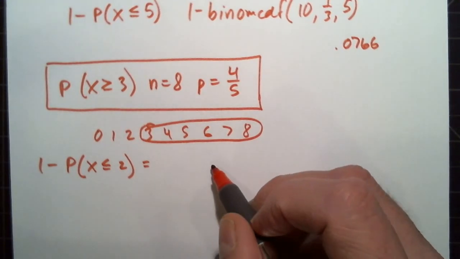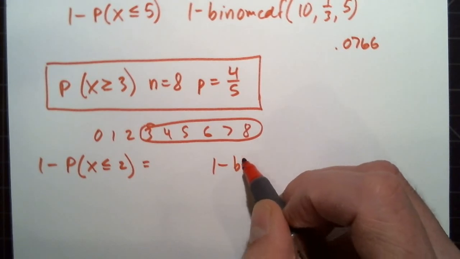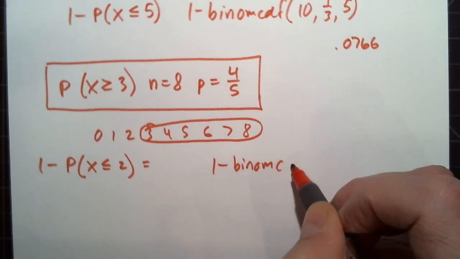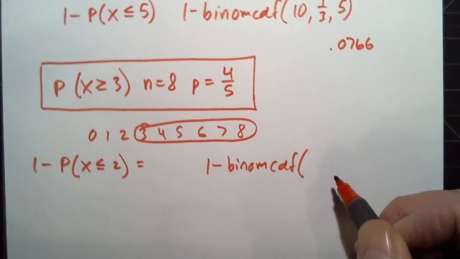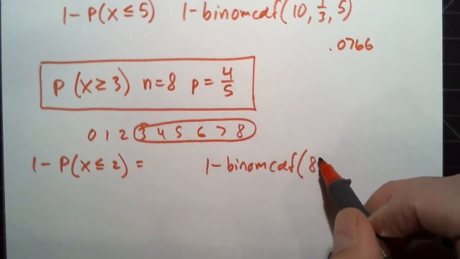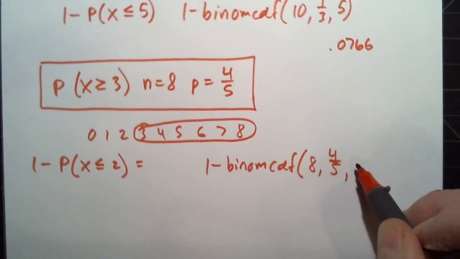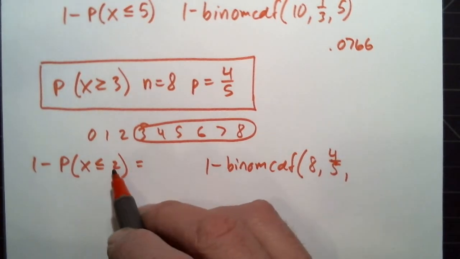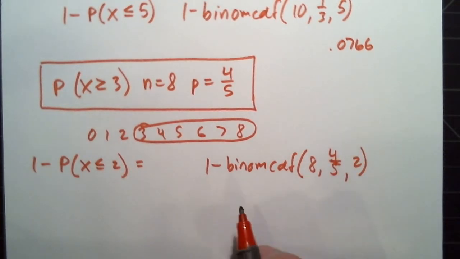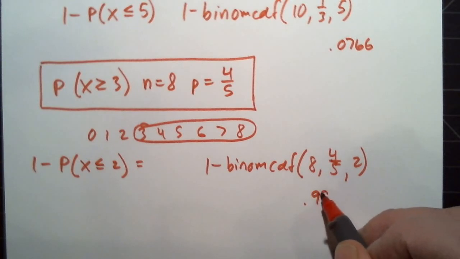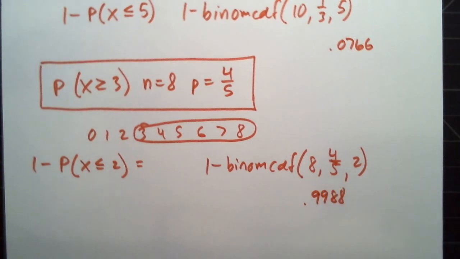And so now we're going to have 1 minus binom CDF, n, p, and x. So 1 minus that, and we should get 0.9988.